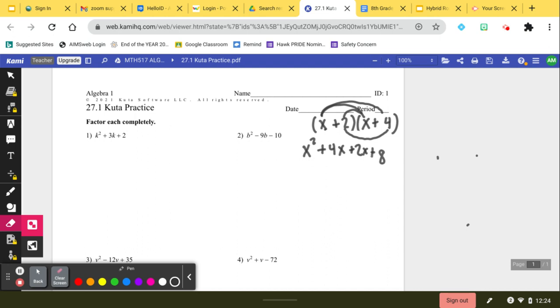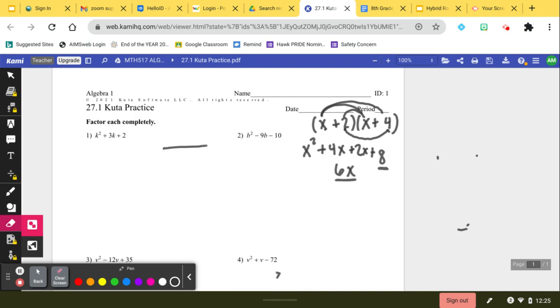So when I am looking for my two binomials, I'm looking for what two numbers, when I multiply them together, give me the last term. But also what two numbers, when I add them together, so 4x plus 2x is 6x, give me my middle term.